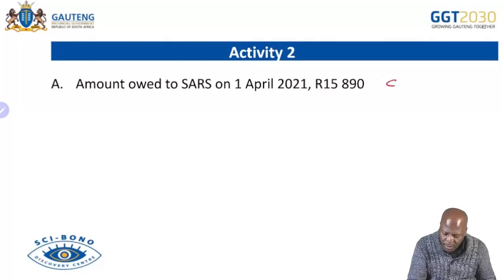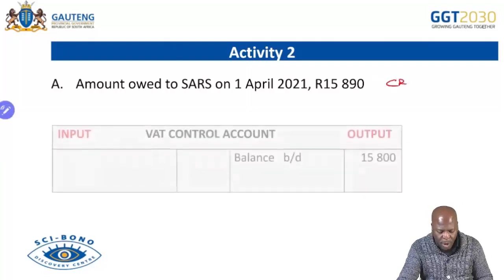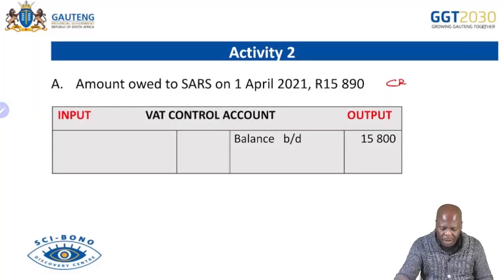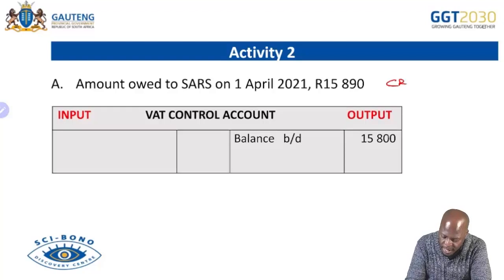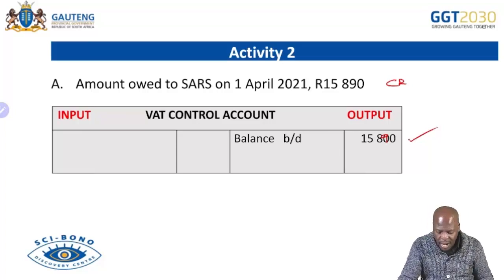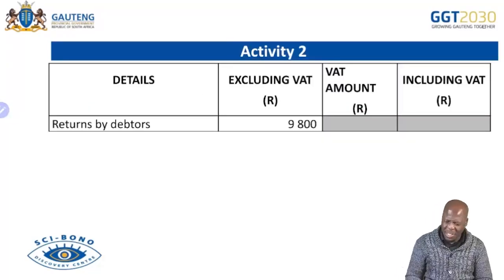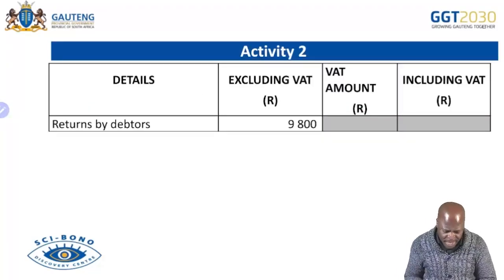Remember, we have agreed that it should be a credit balance. Therefore, if we are going to show it in a VAT control account, it will be 15,890. On the credit side, that is the balance, 15,890. Okay, let's quickly go on now to the first transaction, and it reads, returns by debtors.